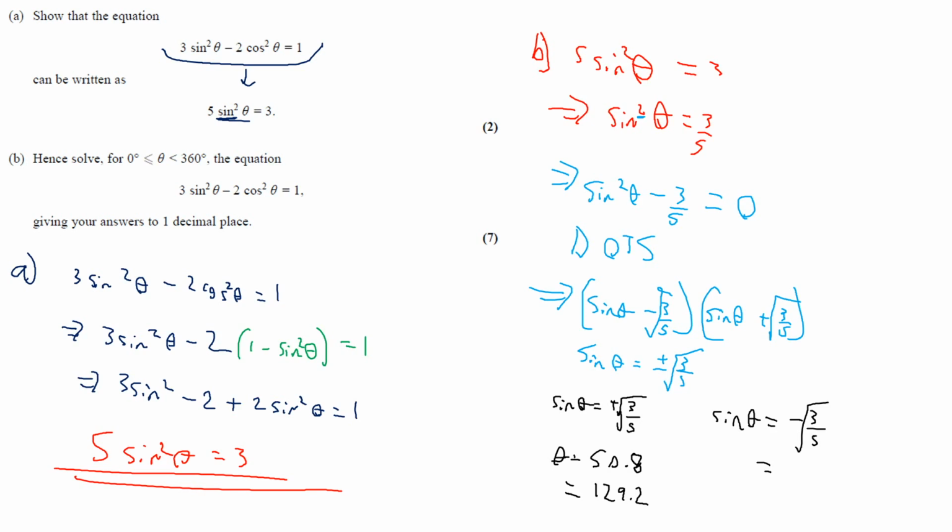The first value I get for sine of negative is just going to be 309.23, and my other value is going to be 230.768. And those are our 4 solutions to this algebraic trigonometry.